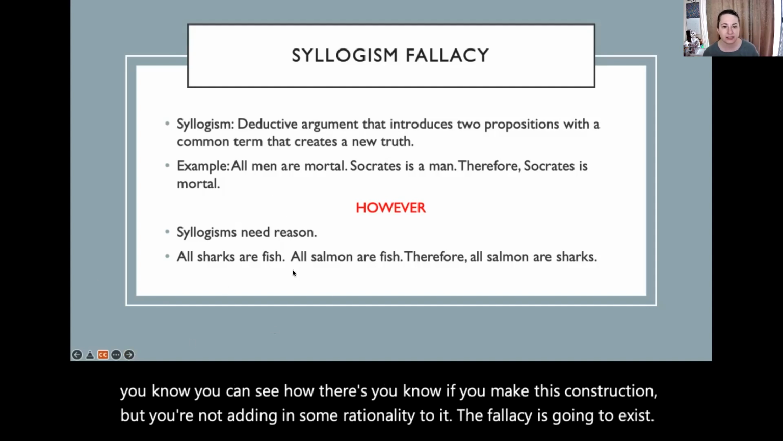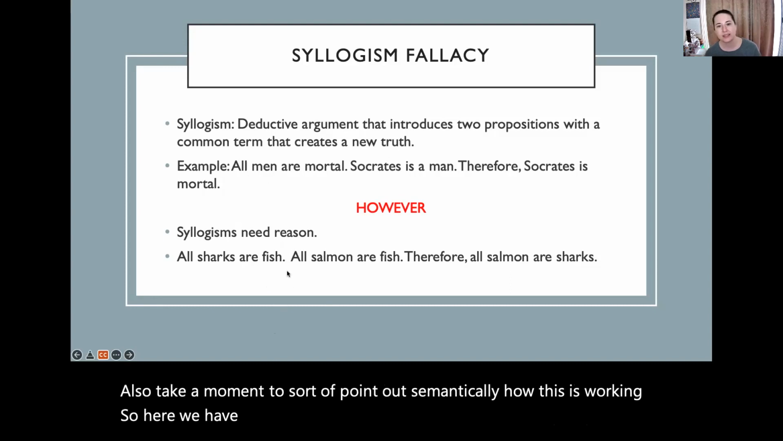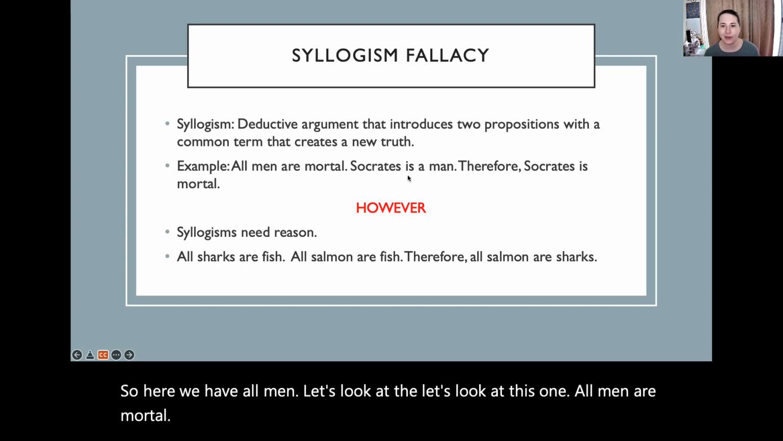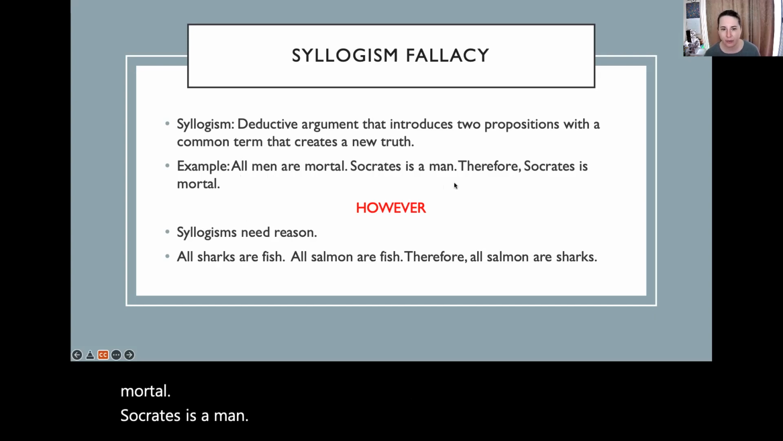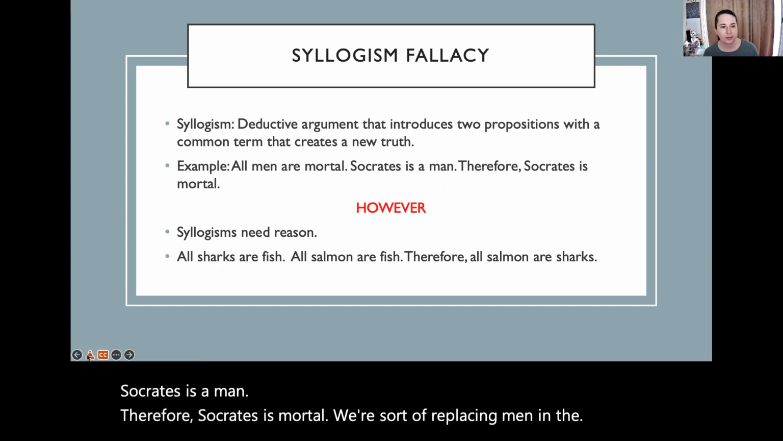Also take a moment to point out semantically how this is working. So here we have all men. Let's look at this one. All men are mortal. Socrates is a man. Therefore, Socrates is mortal. We're replacing men in the, do I have, here's my little pointer.